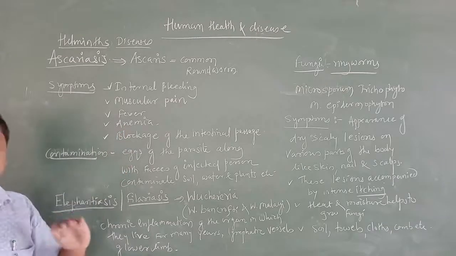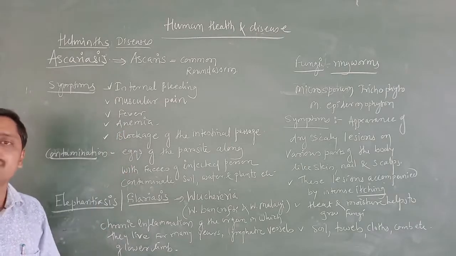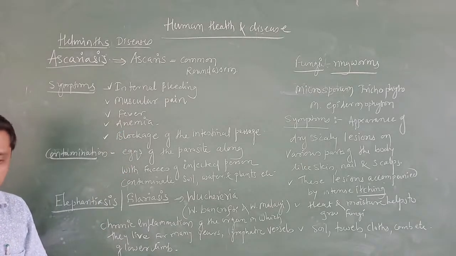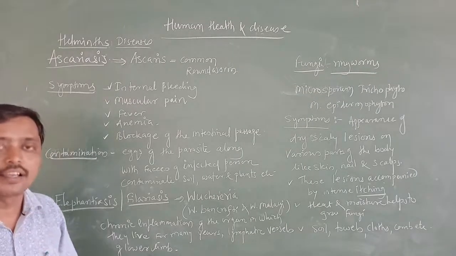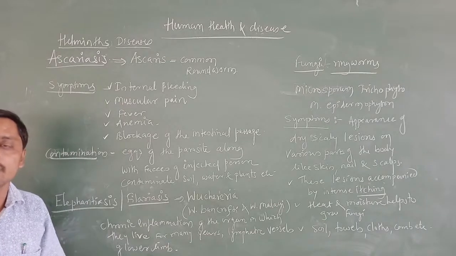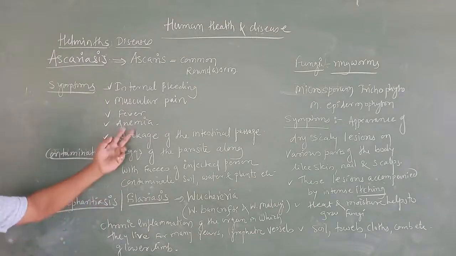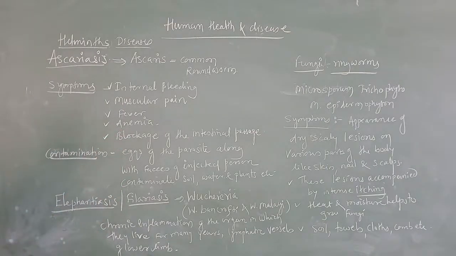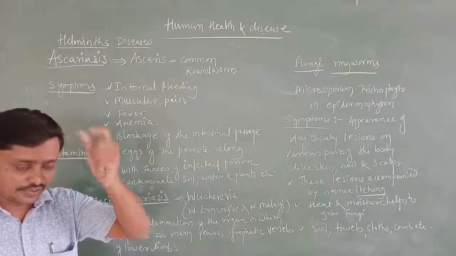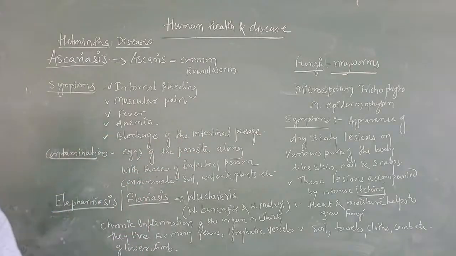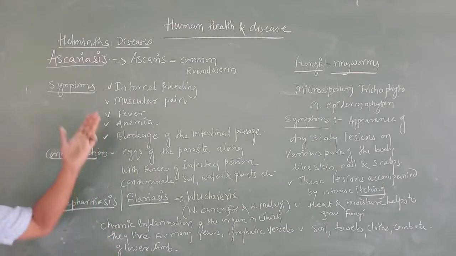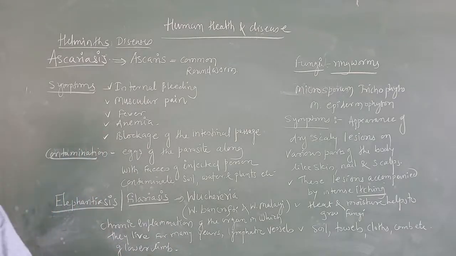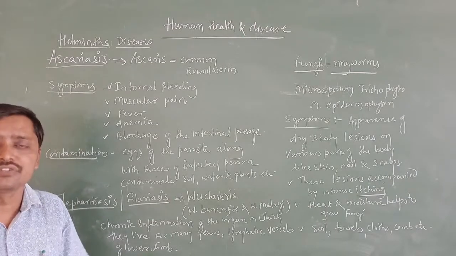Anemia, in the sense, is loss of RBCs or dysfunction of RBCs. The number of red blood cells decreases, or else there is dysfunction of the RBCs. That is what we are going to call anemia. Another symptom is blockage of the intestinal passage. Intestinal passage in the small intestine or large intestine can get blocked due to the presence of Ascaris or the parasitic activities of Ascaris.